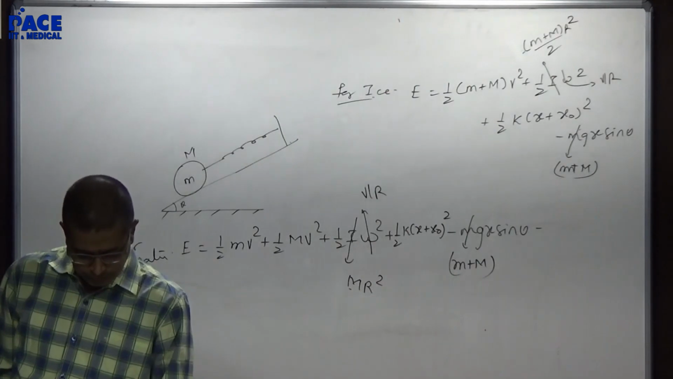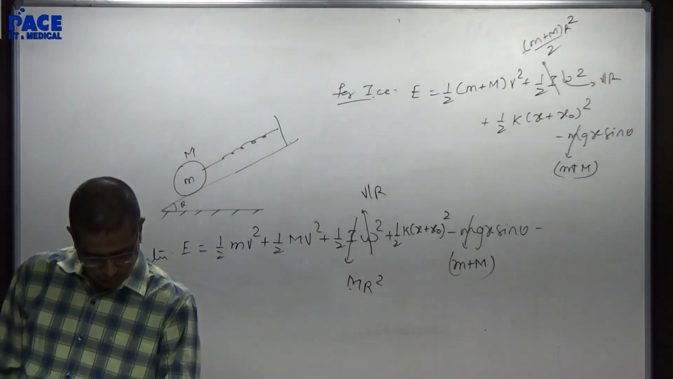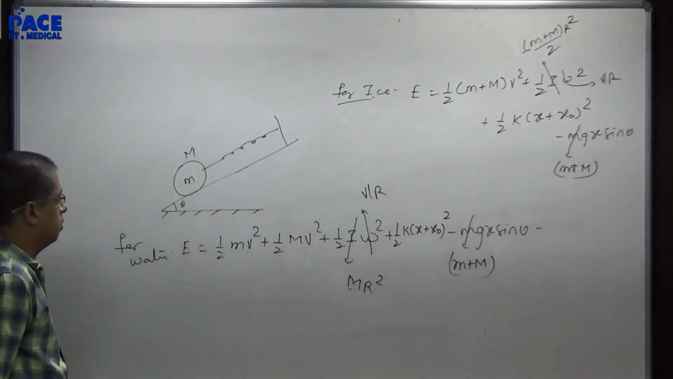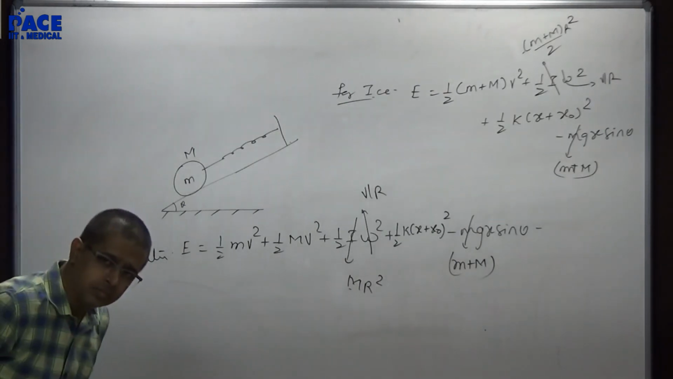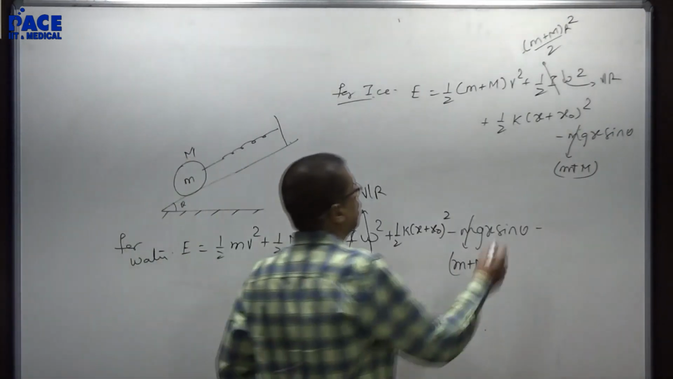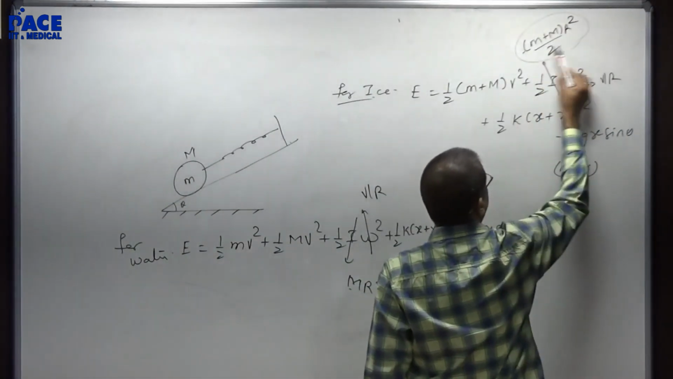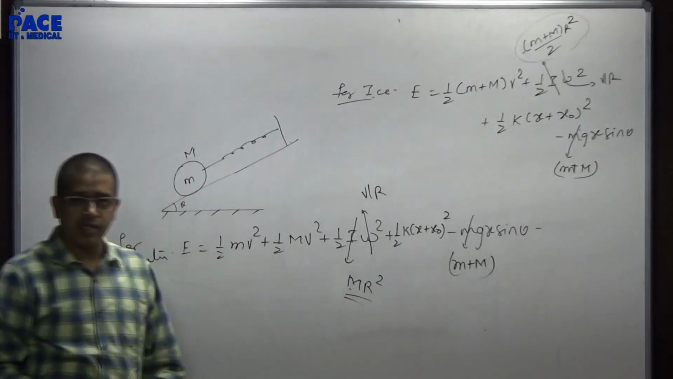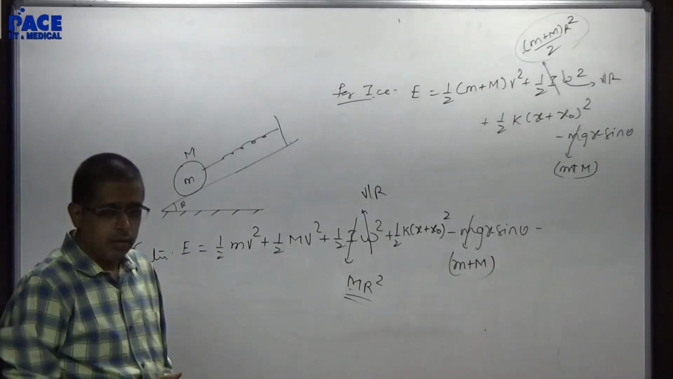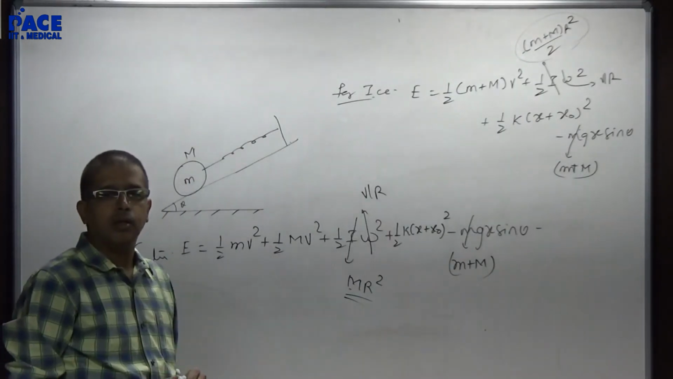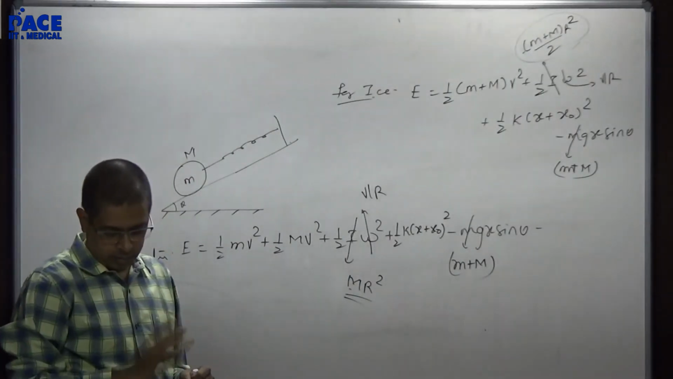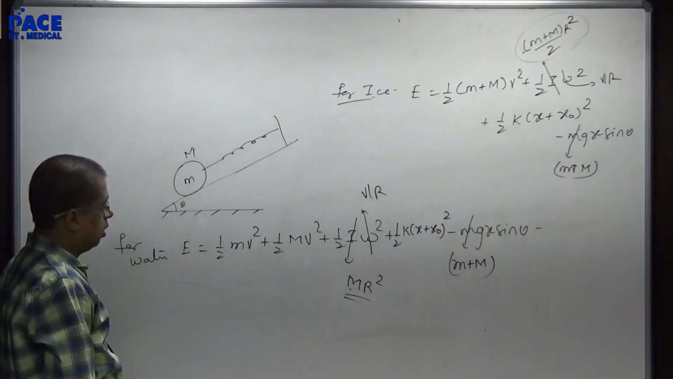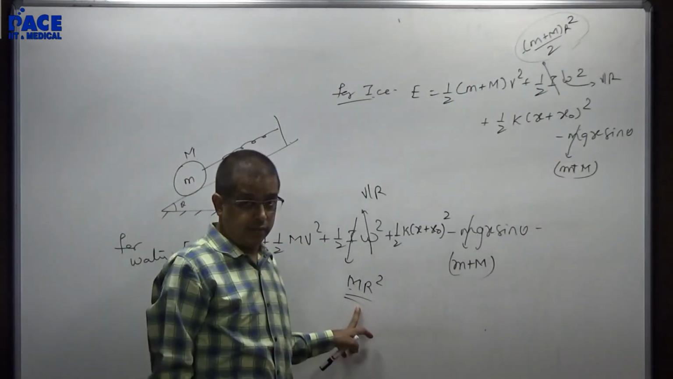Sir, then here for the ice, the I omega square will be taken two times, once for the hollow cylinder and once for the solid cylinder. Solid cylinder of mass small m plus capital M, hollow cylinder of mass capital M. So it should be mr square by 2 plus mr square, no? Hollow cylinder is mr square only, right?